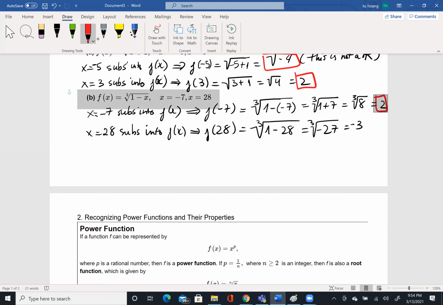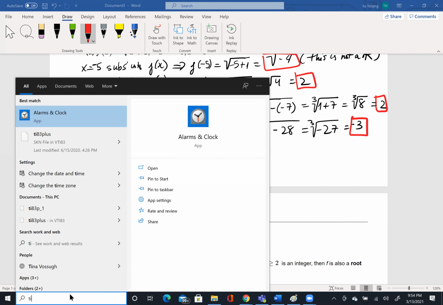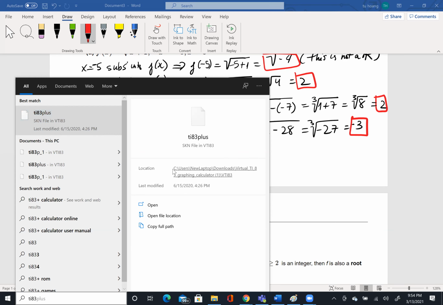So let me circle this. In order to use a calculator for this problem, A3, let me show you how to do it.